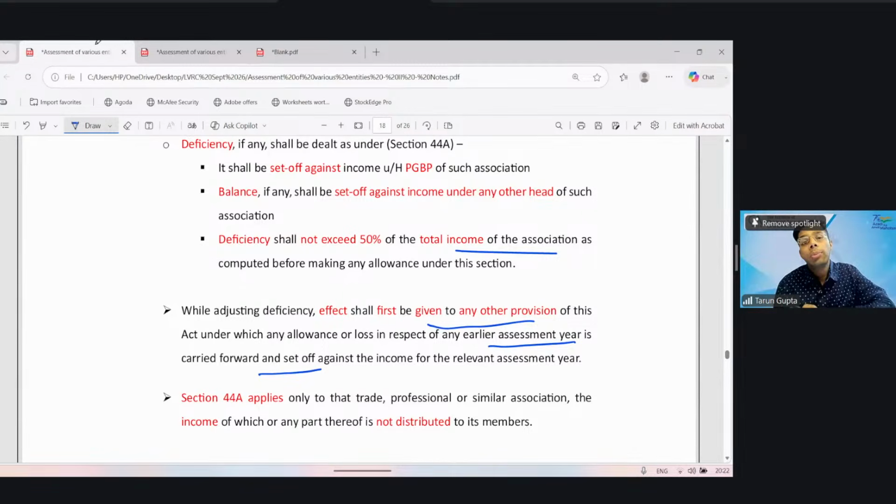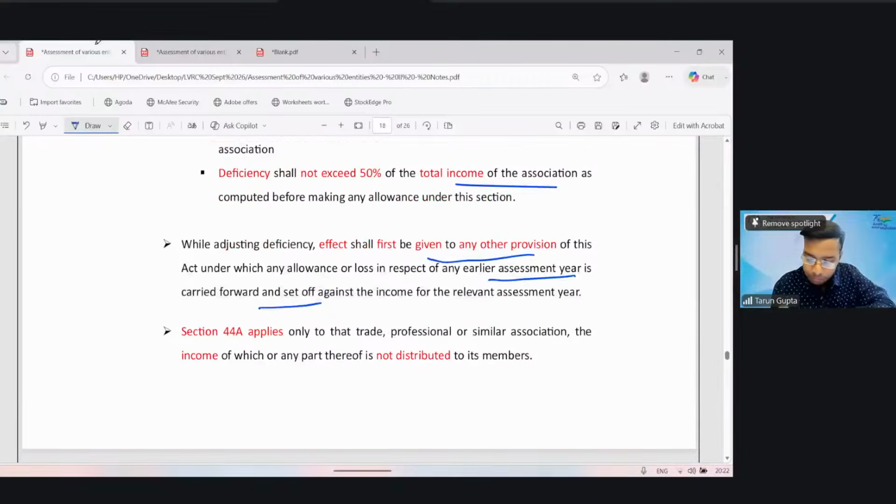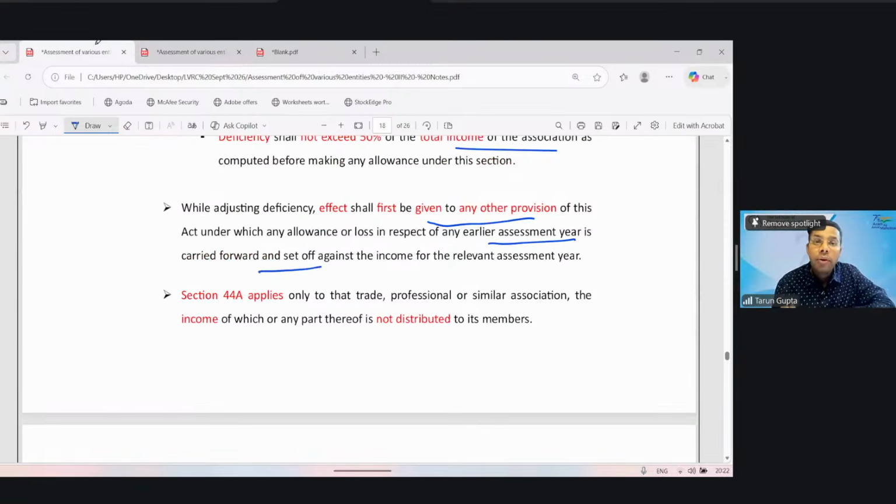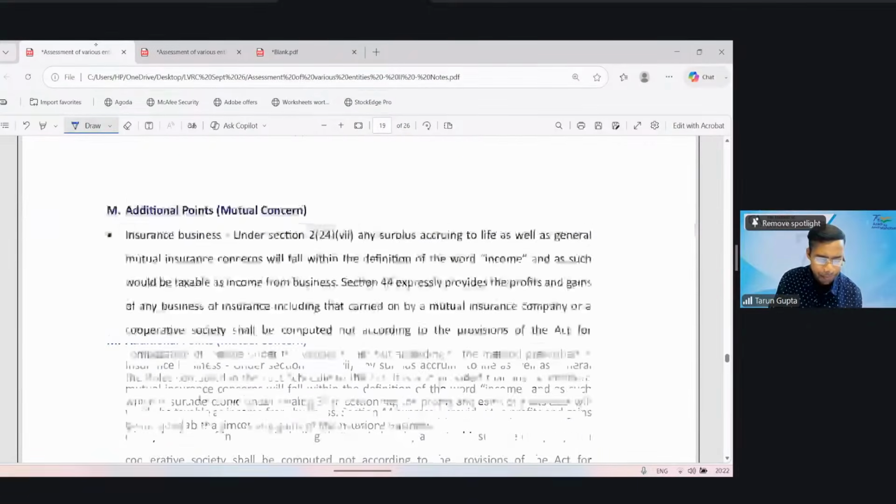But deficiency only up to 50% of the income can be utilized. This benefit of deficiency is available only to those organizations who do not distribute surplus to its members. If the association distributes surplus to its members, then the benefit of the deficiency is not available.